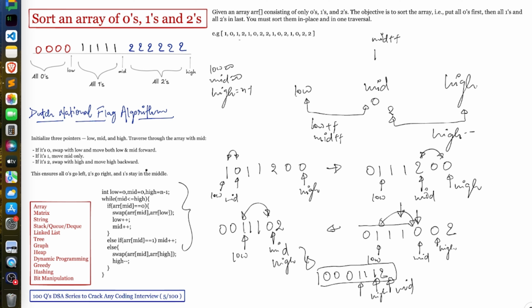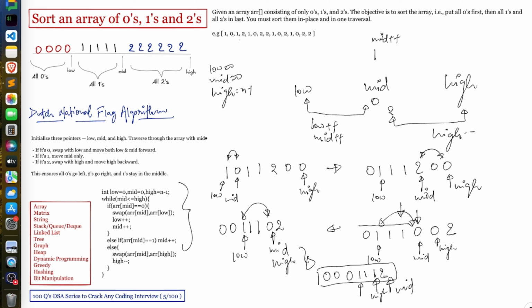The only question you might have in mind is why we are not doing mid++. I have already explained that after doing a swap operation with high, it might be possible that you find 0 here, right? So in this example, after swapping 2 and 0, we found 0. If you do mid++, we won't be handling that case. That is why we just wait in the next step, and once you come back to this index, we will swap 0 with low, and we will keep on doing this process.